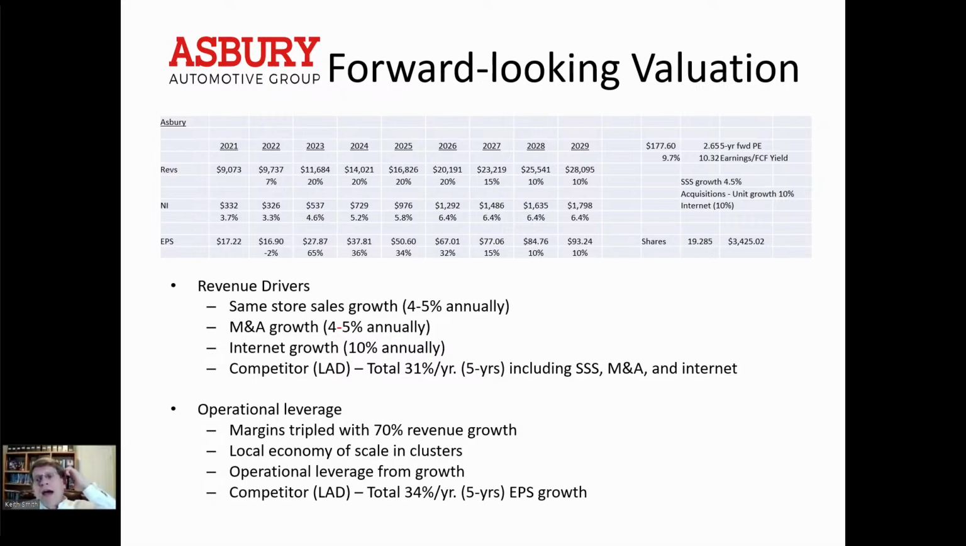And so if we look at some of the operational leverage historically, the margins have tripled roughly with revenue growth. So that's showing historically what could happen with this business. There's local economies of scale and clusters, as we had mentioned before, and this operational leverage from growth. And again, the competitor to Lithia is looking for 34% growth, so these guys are looking for lesser growth. So okay, another competitor in a market that's expecting this type of growth with this sort of integrated internet / M&A traditional dealer model.